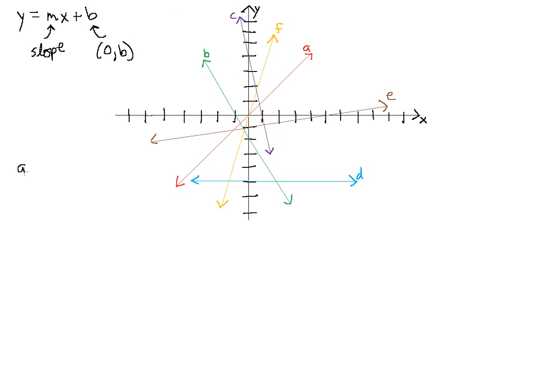Let's look at A first. We have this red line. We want to know the linear equation that describes this line, and we want it in this form. So how do we do that? Well, we're going to need a few pieces of information, and they're actually picked out for us. The components that we need are the slope and the b value of the y-intercept.